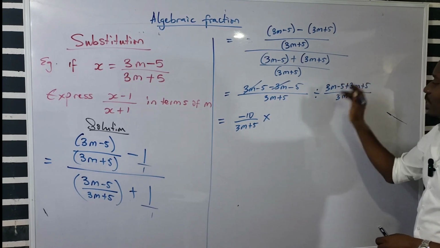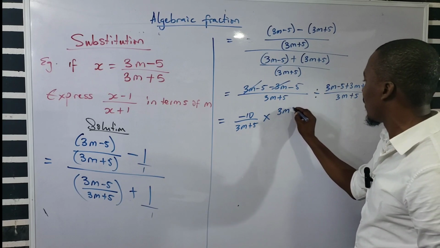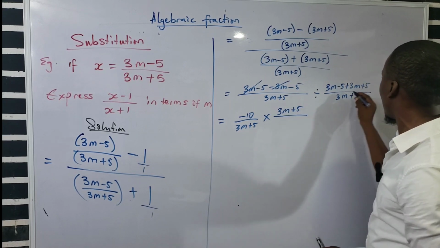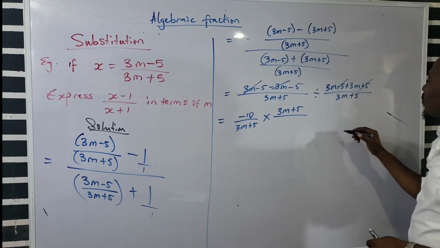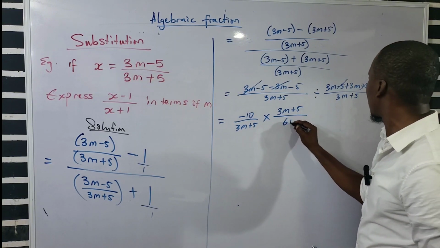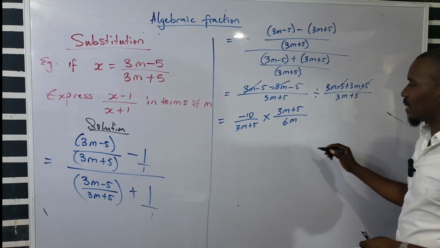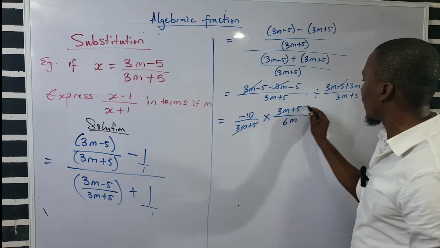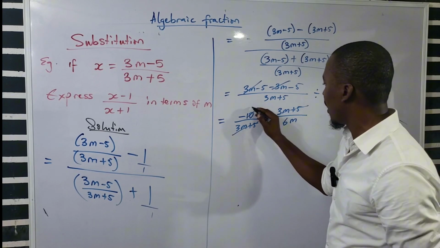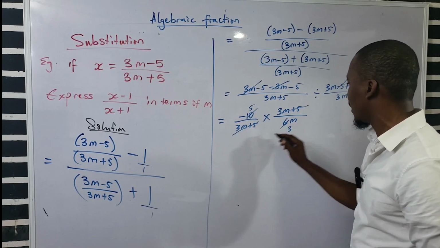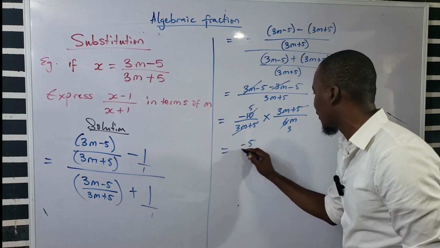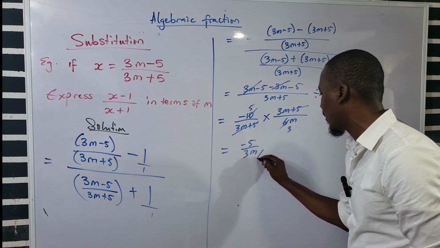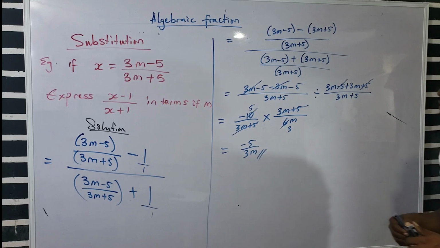this one will come up now. So I have 3m plus 5 all over minus 5 plus 5 will go. I have 6m. That's 3m plus 3m. So 3m plus 5, 3m plus 5. 2 here, 5. 2 here, 3. So our answer is minus 5 over 3m. As simple as that. Okay.